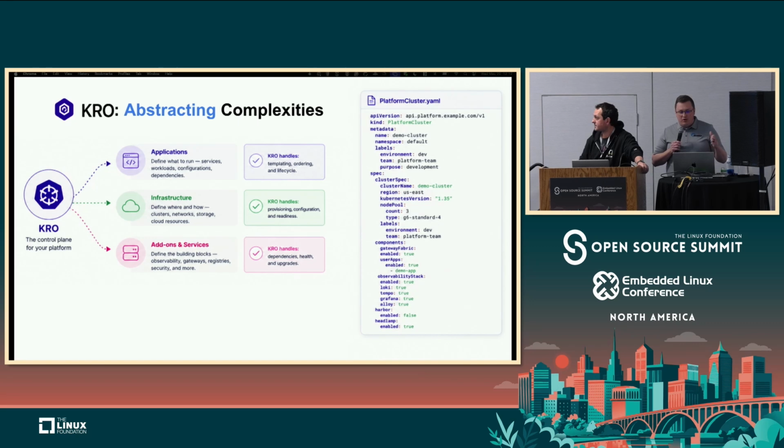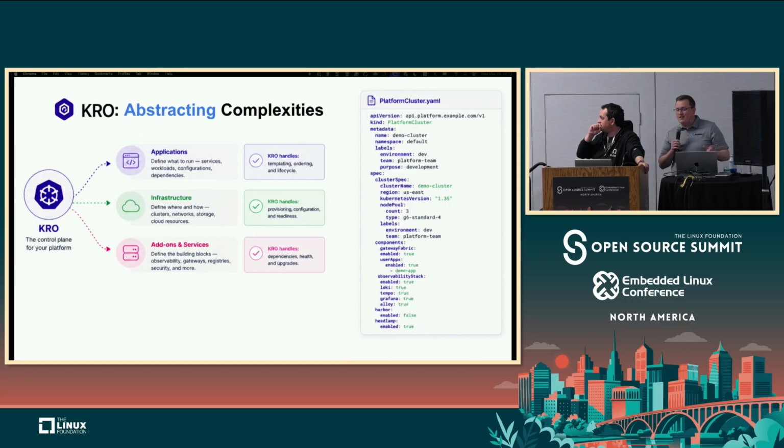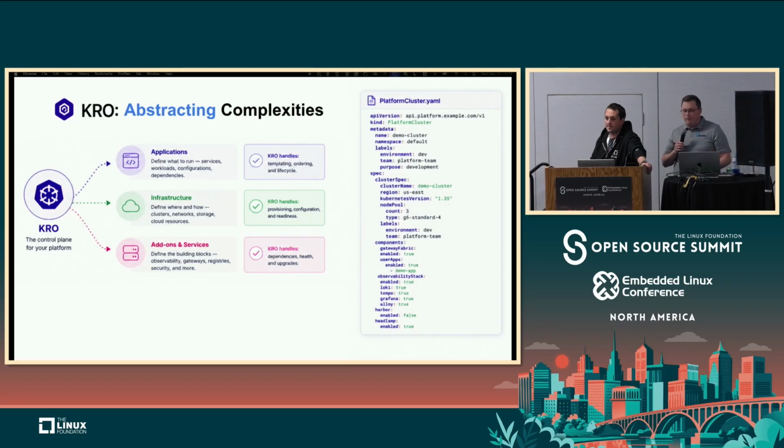Some other benefits of KRO is you have, as you can see, the manifest here for our platform cluster. You have a single source of truth. You're not wading through a bunch of files. KRO understands the dependency between the different aspects of your platform, and it orchestrates those things' creation in the appropriate steps. The goal here is less complexity for your user, resulting in faster delivery.